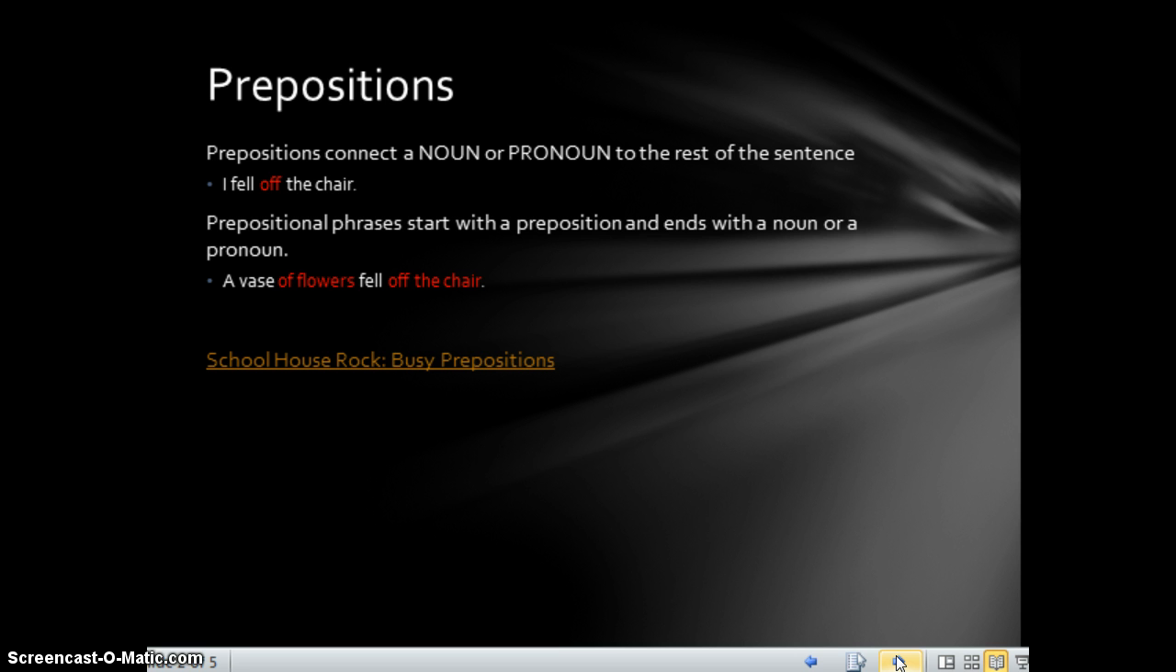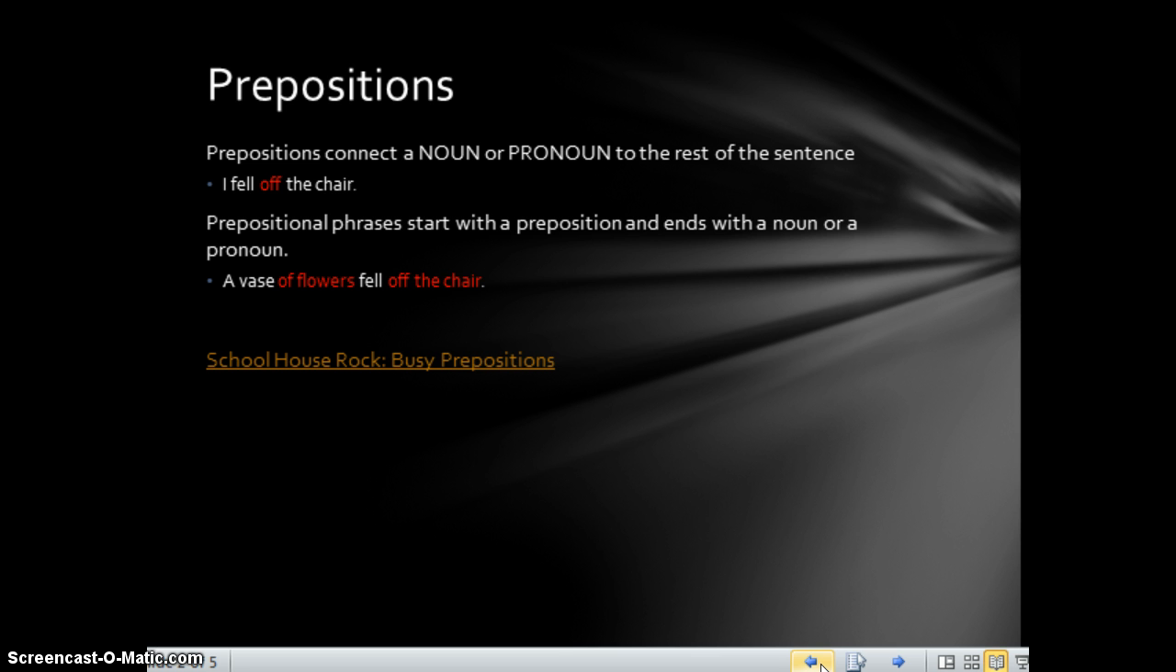So in my example sentence, I have, I fell off the chair. So our pronoun in the sentence is I, and what did you do? You fell off the chair. So off just connects I to the rest of the sentence.